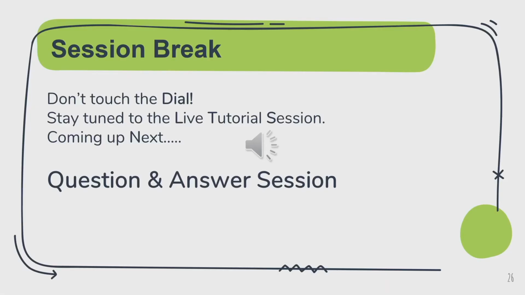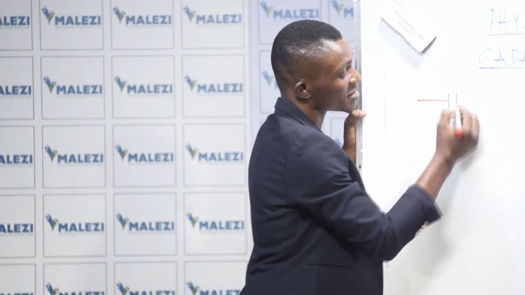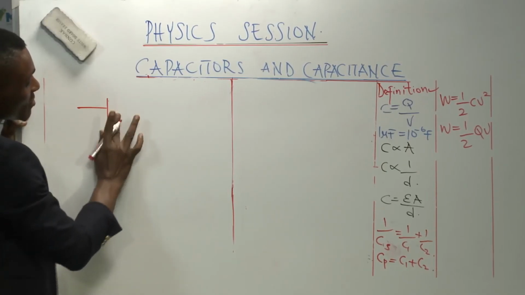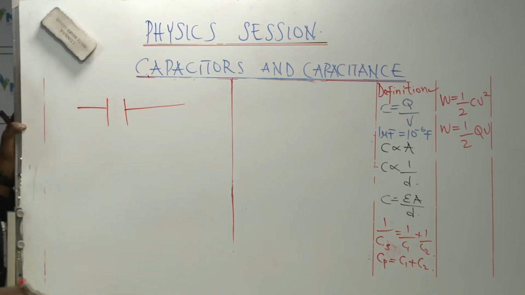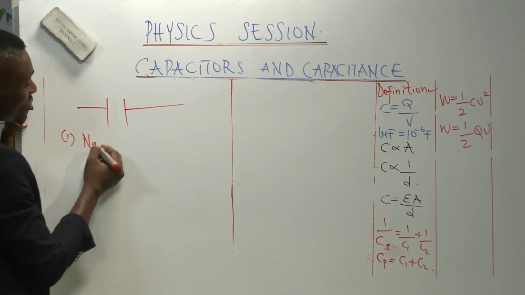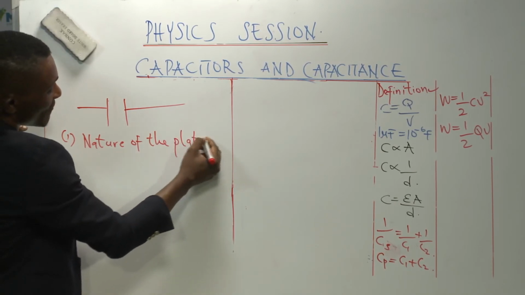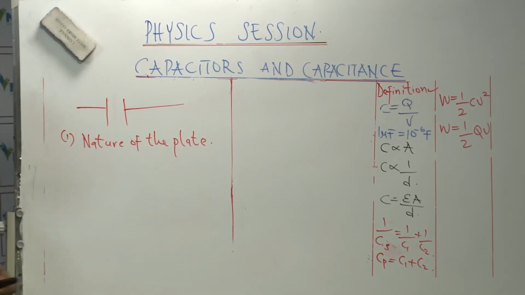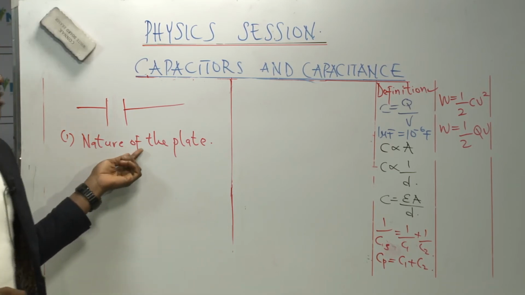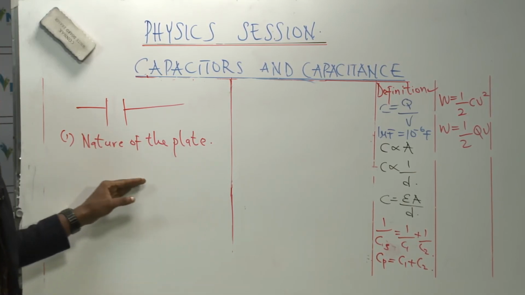So let's take a look at some of the questions we have. Demilade is asking how temperature affects capacitance. How does temperature affect capacitance? When we were looking at the components of the capacitors, we said that it is composed of two metallic plates. And we said one factor that affects the capacitance is the nature of the plates. So the effect temperature would have on capacitance is as a result of the effect of temperature on the nature of these plates. Do you get that, Demilade?